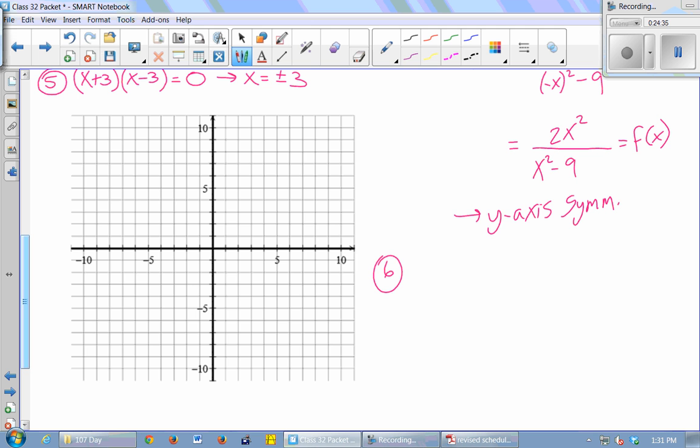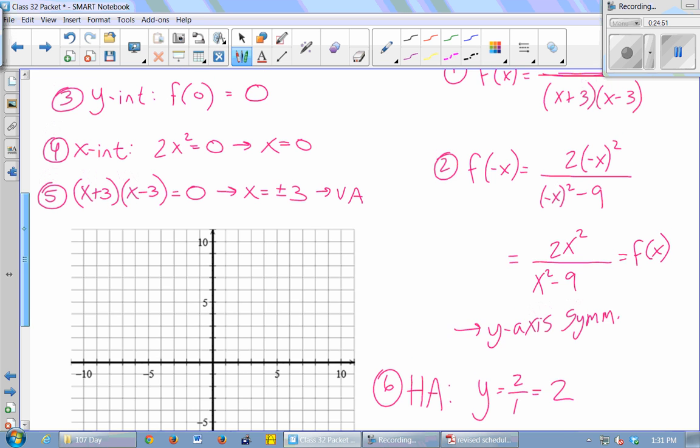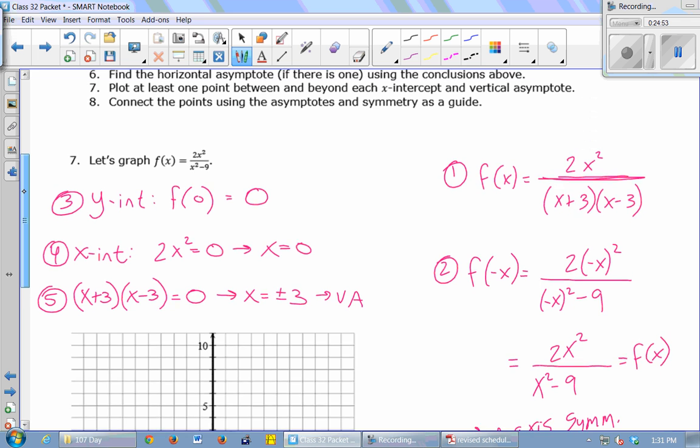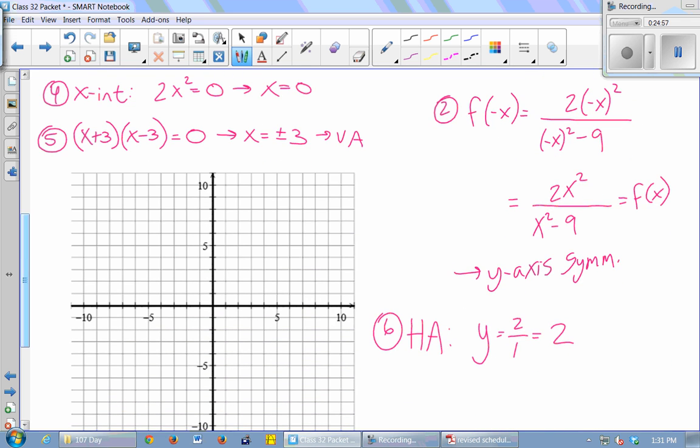Step 6, horizontal asymptote: y equals 2 over 1, or just 2. I should have labeled number 5. These are my vertical asymptotes. All right, and then step 7, plot some points in between your x-intercepts and your asymptotes.